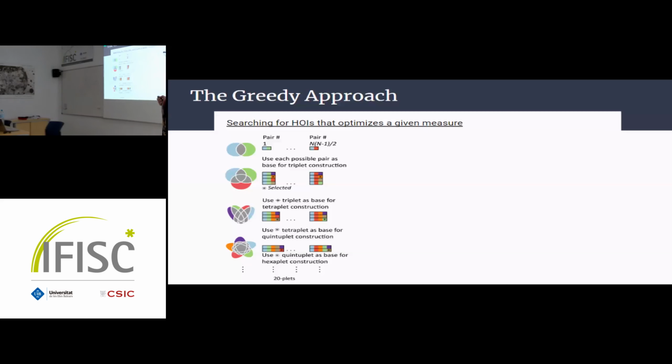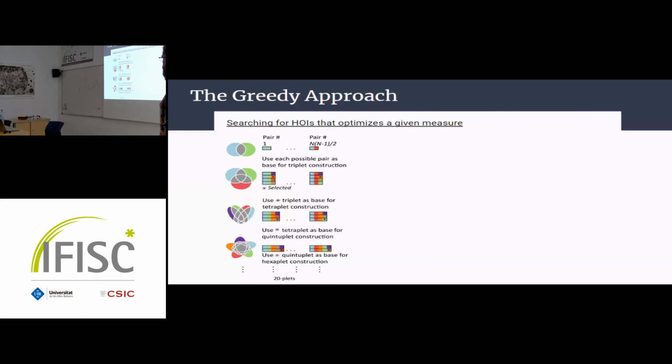Another approximation is the greedy approach, which you can use when the system is too big, for example a system of 100 or 1,000 variables, so you cannot do the exhaustive approach. The greedy approach consists of starting from a pair, and from this pair you build up all the possible triplets that use this pair as a base. So here you have light blue and green, and you add all the other variables to this light blue and green. Then, for example, if you want to minimize the O information, because the O information will give you synergy, you select the triplet that maximizes the synergy.